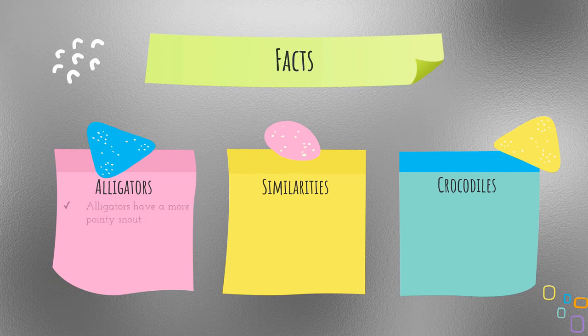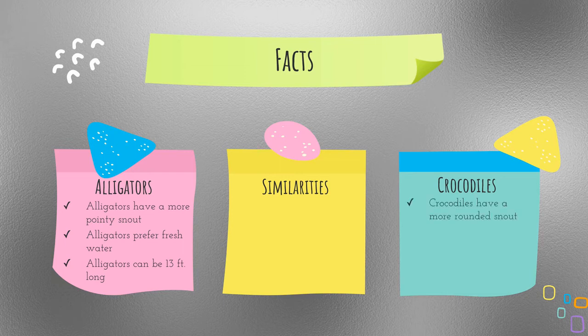Facts. Alligators have a more pointy snout. Alligators prefer fresh water. And alligators can be 13 feet long. Crocodiles have a more rounded snout. Crocodiles prefer salt water. And crocodiles can survive long periods of time without food.